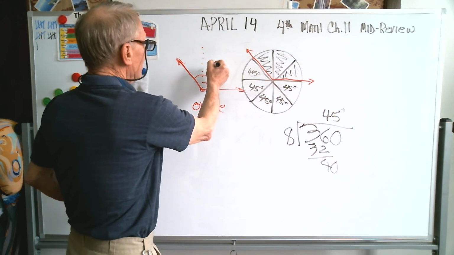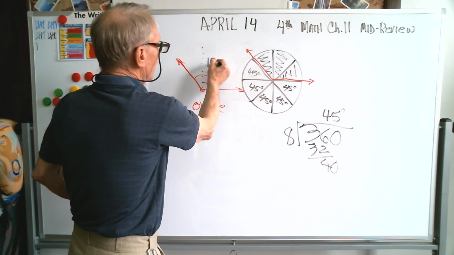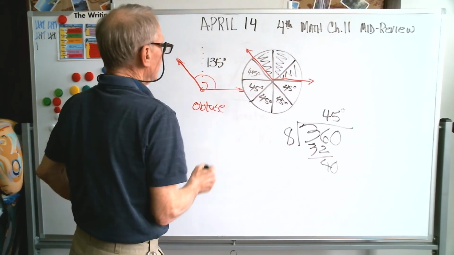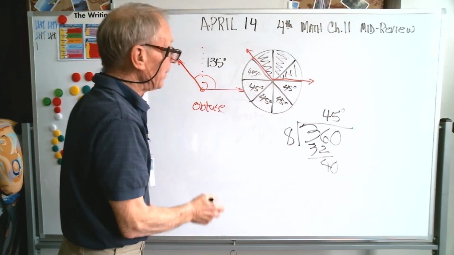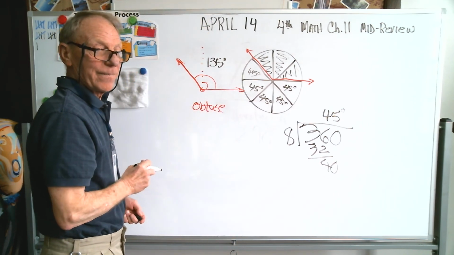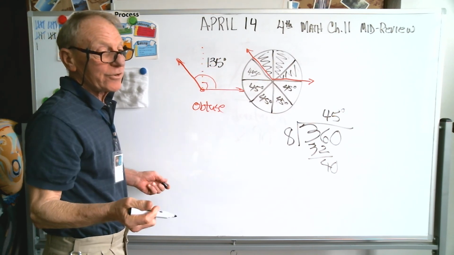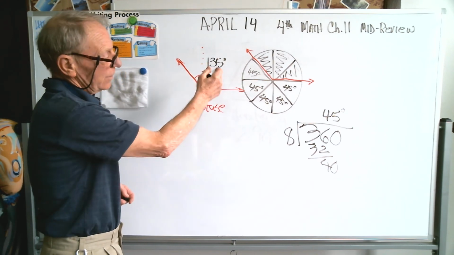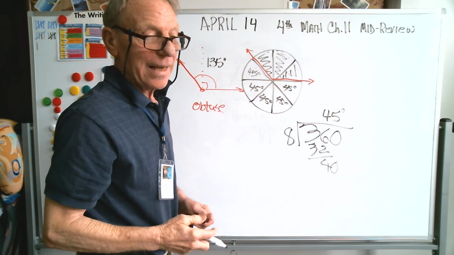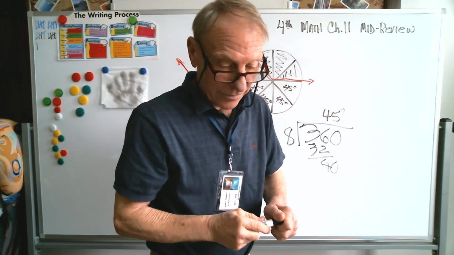So this angle is 135 degrees. And we know it's greater than 90 because it's an obtuse angle. So we know it's going to be a number bigger than 90. So that's your first clue. Do the math. The answer is 135 degrees.